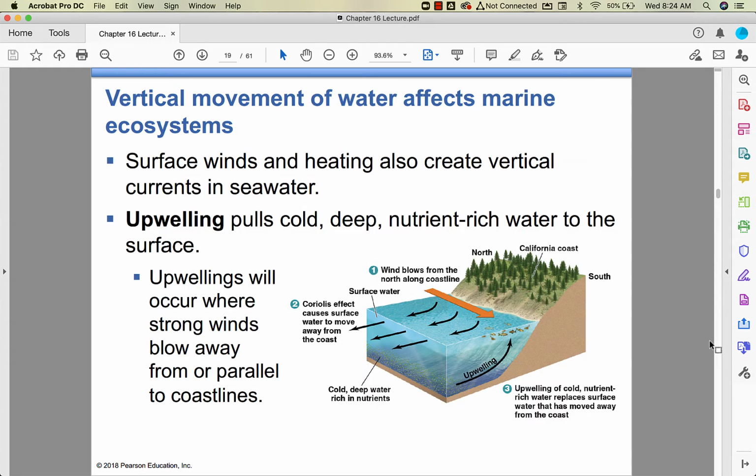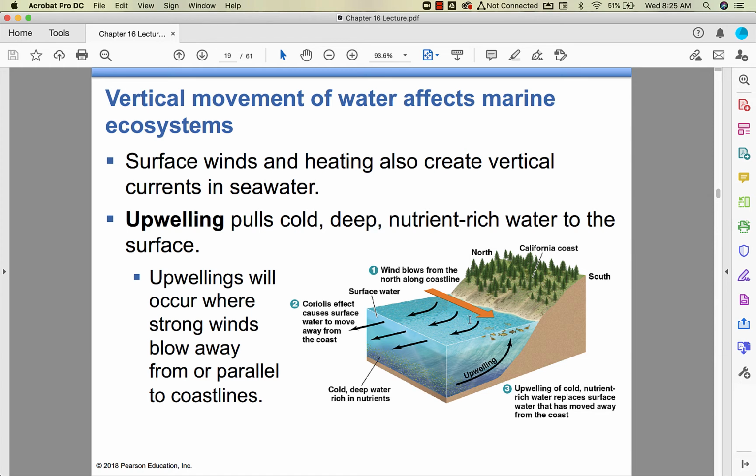So vertical movement of water can also affect marine ecosystems. Water can move across the surface, but water can also move vertically. As the wind blows north, in this picture, across the coastline, there's something called the Ekman spiral. You don't need to know it. It's one of the things that I had to learn. The Ekman spiral, along with something called the Coriolis effect, are going to pull the water offshore.